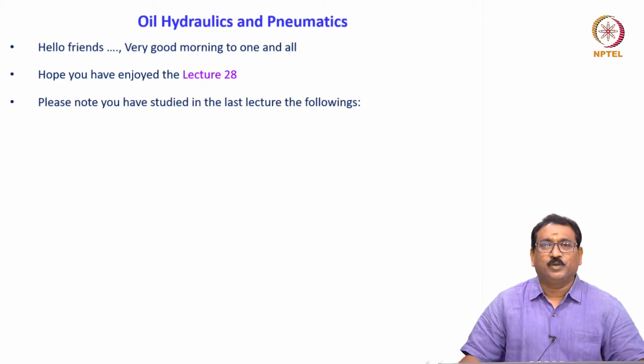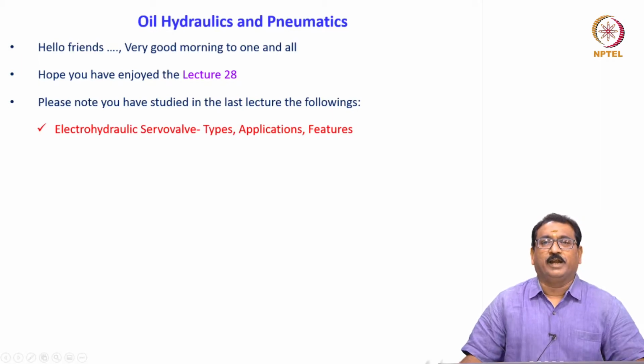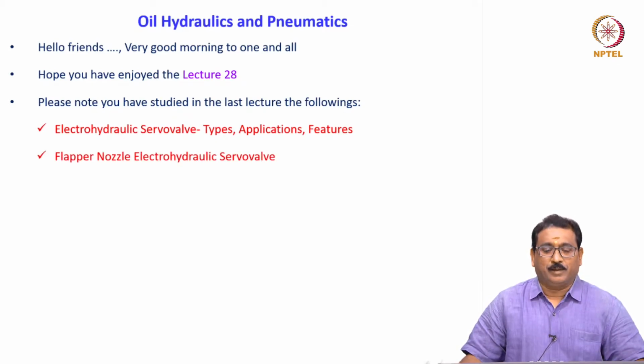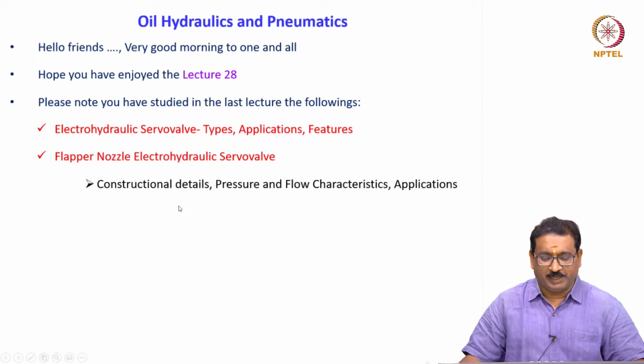Please note, you have studied in the last lecture the following: electro-hydraulic servo valve, history, different types, applications, and some of the important features. Clapper nozzle electro-hydraulic servo valve. Here we have discussed constructional details, pressure and flow characteristics, applications.